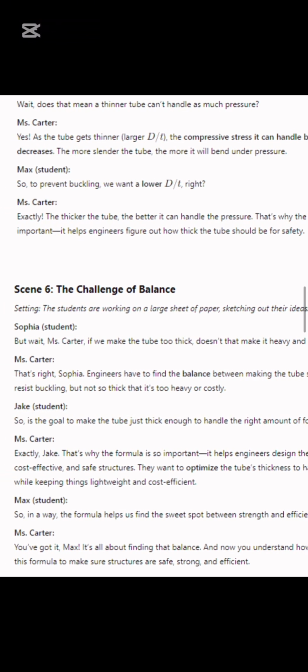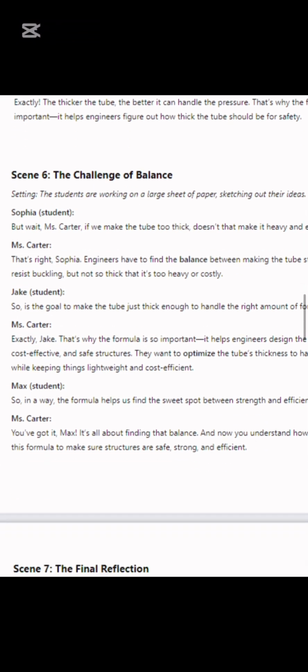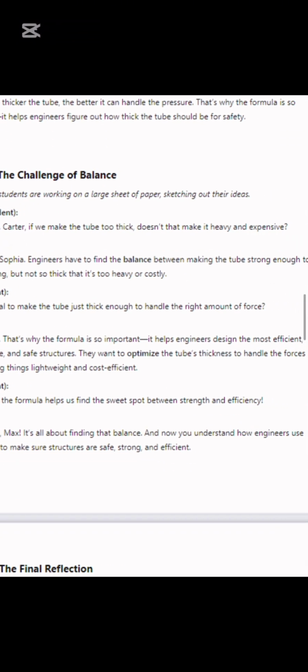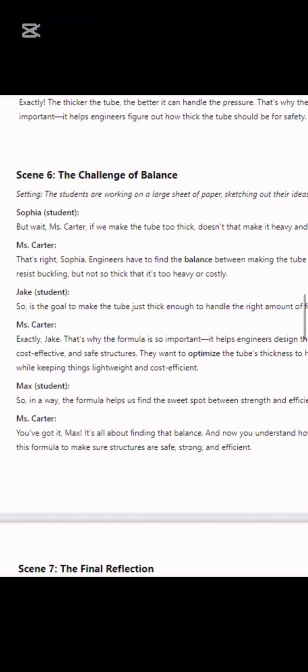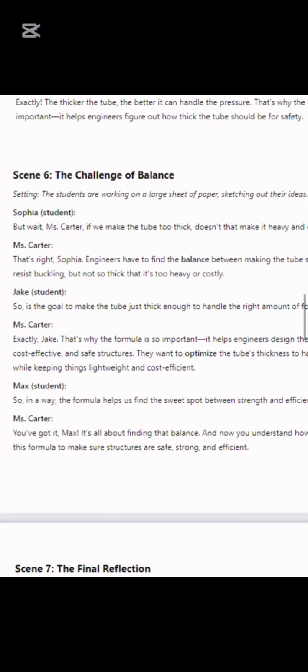That's why the formula is so important. It helps engineers figure out how thick the tube should be for safety. But wait, if we make the tube too thick, doesn't that make it heavy and expensive? That's right. Engineers have to find a balance between making the tube strong enough to resist buckling, but not so thick that it's too heavy and costly.